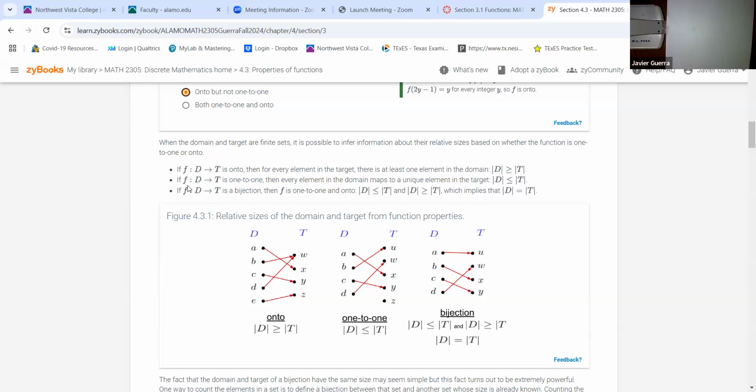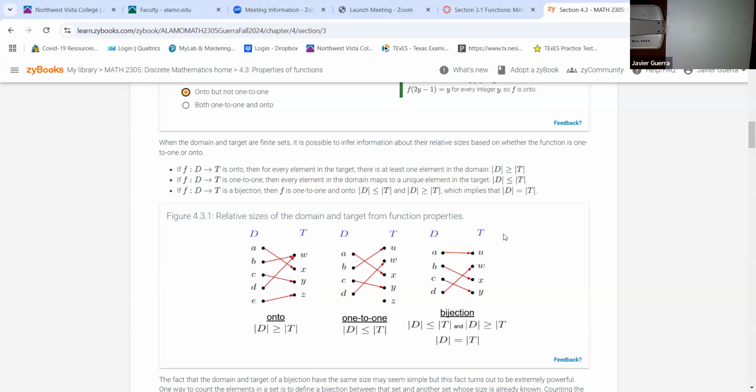Okay, next one. If your function maps your domain to a target and it is one-to-one, then every element in the domain maps to a unique element in the target. So it's saying if it's one-to-one, all of these x's get mapped to your target. The number of elements in your domain is less than or equal to the number of elements in your target.